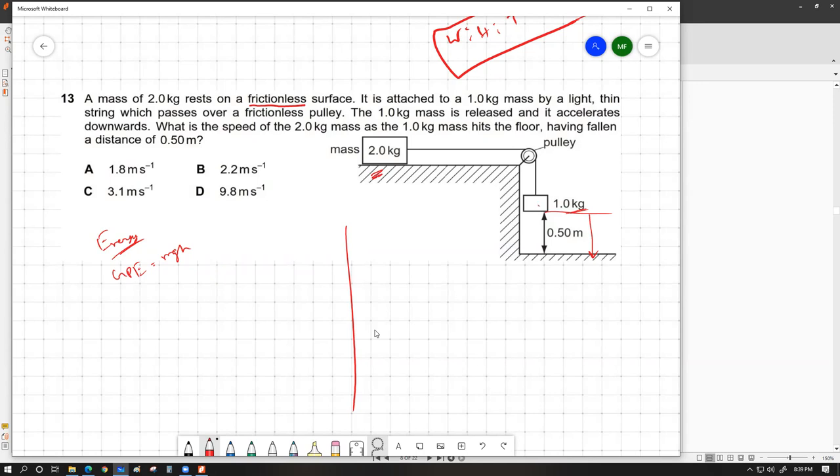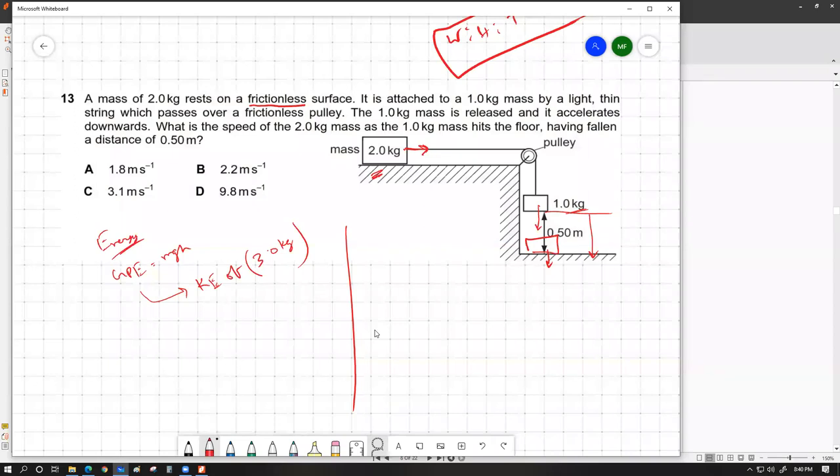As this object continues falling downwards, this object is also going to start moving to the right. And when this 1 kg object hits right over here, it's going to have some speed, and this is going to also have some speed. Logically, they both will have the same amount of speed. So when this 1 kg object has fallen by 0.50 meter, this initial GPE would have been converted to the kinetic energy of a 3.0 kg object, that is 2 kg plus 1 kg together, because both of the objects would be sharing the GPE that is delivered from the 1 kg object.